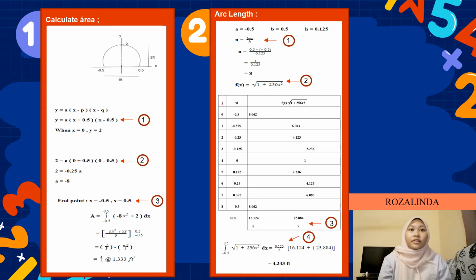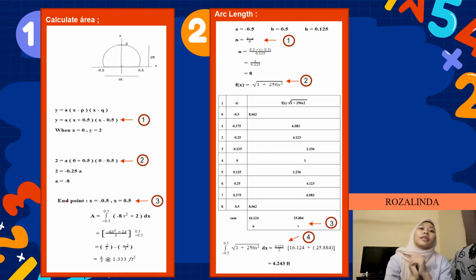Okay, to calculate the arc length, as you can see there are 4 steps given. For step number 1, the formula is already given. A is negative 0.5, B is 0.5, and H is 0.125. So you will get 8. For step 2, it is usually given by the question. For this question, you need to find it by yourself.